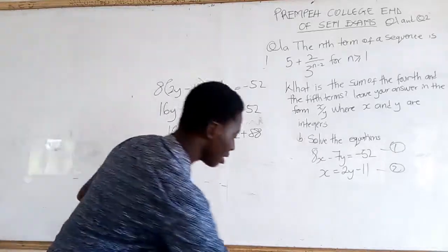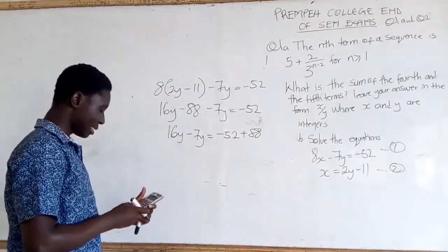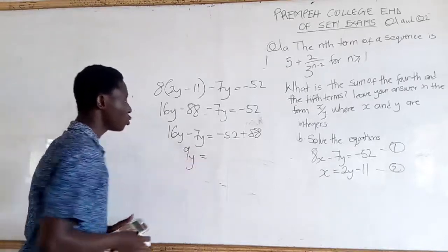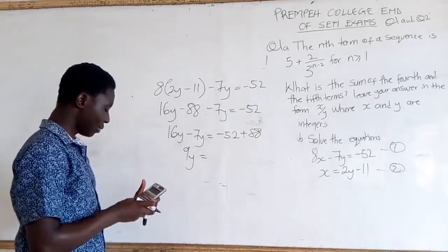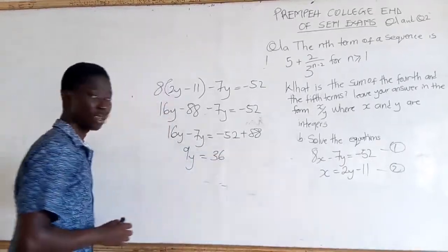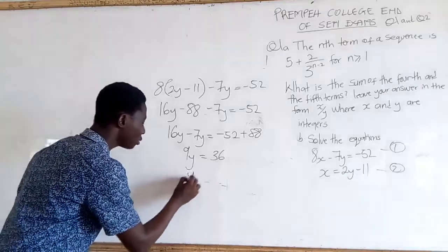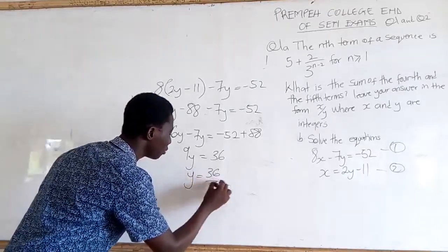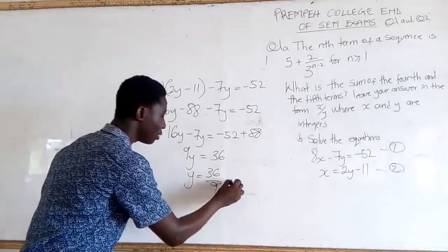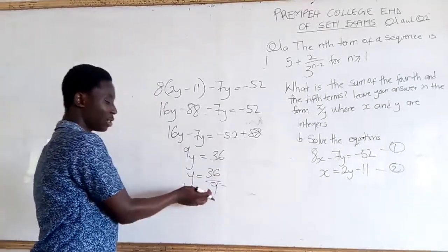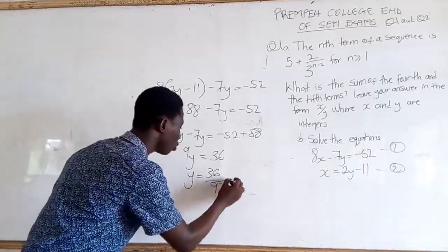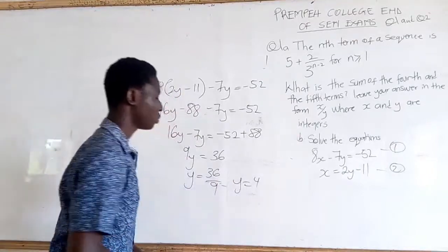Now 16 minus 7, we are going to get 9y is equal to 88 minus 52, which is 36. And y will be equal to 36 over 9. And 9 times 4, we are going to get 36, which means 9 goes into 36, 4 times. So y will be equal to 4.